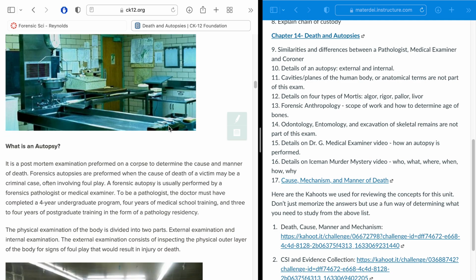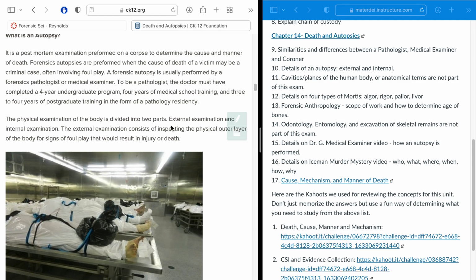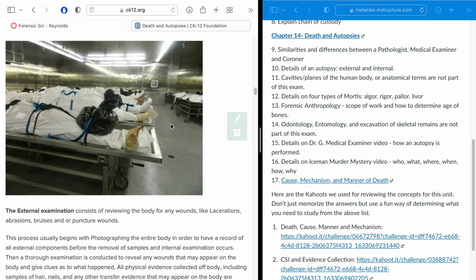So let's talk about the autopsy now. The autopsy is performed so that you can figure out the cause of death. And here it talks about, you're going to go to medical school, you're going to have 4 years of postgraduate training, you're going to have a residency where you're basically working for free while you're learning the ropes from another doctor. But then some people choose to do this in the morgue. And it is a process.